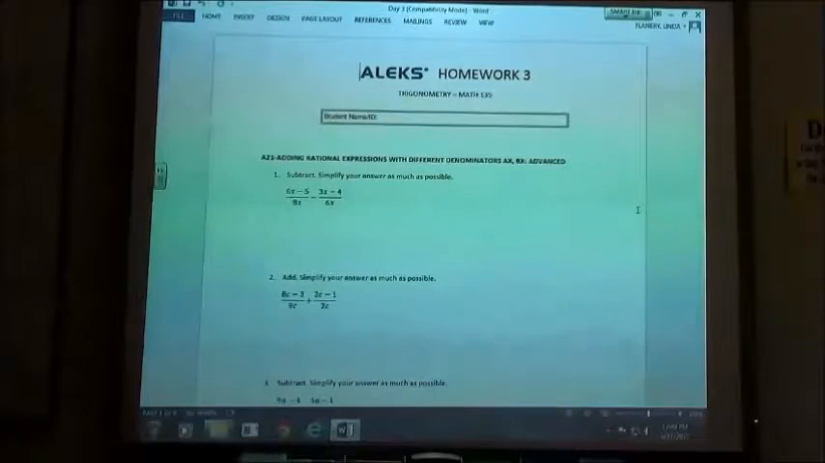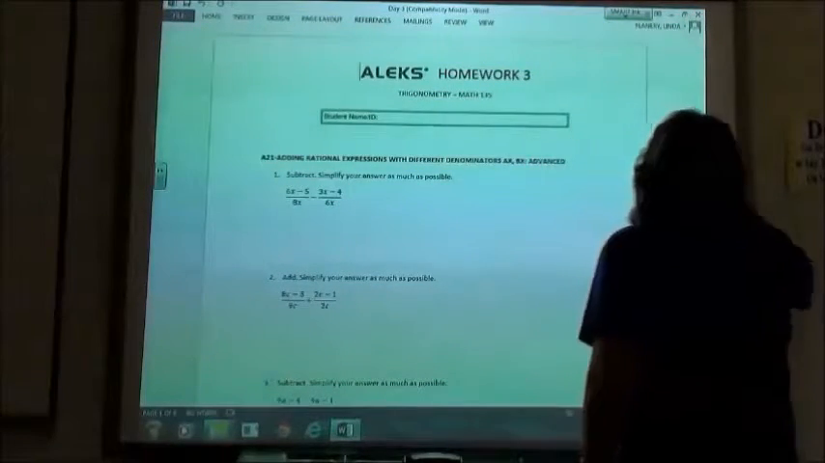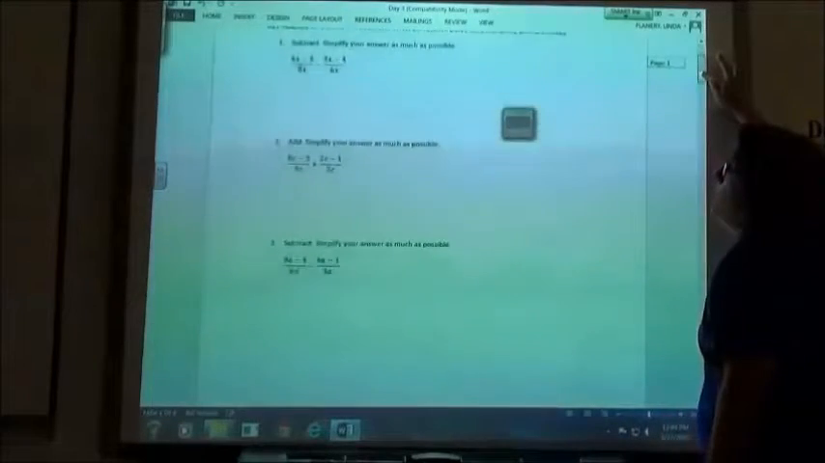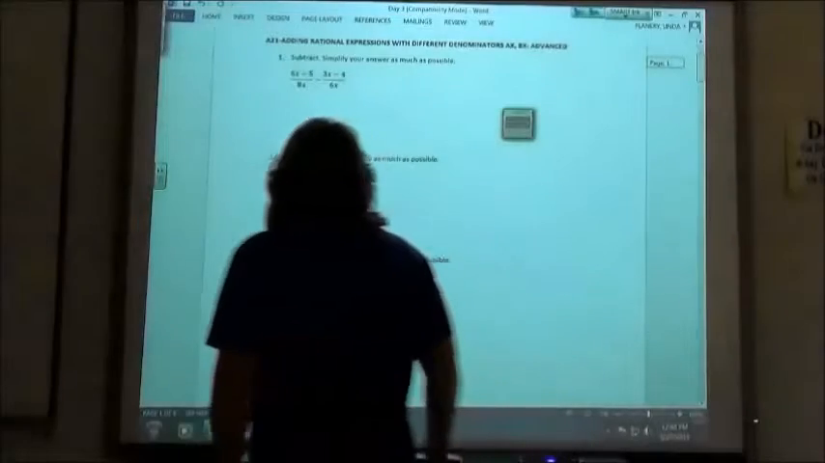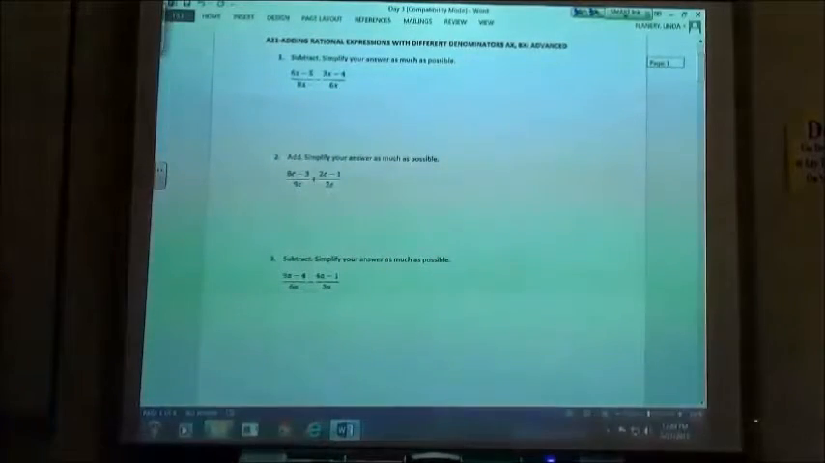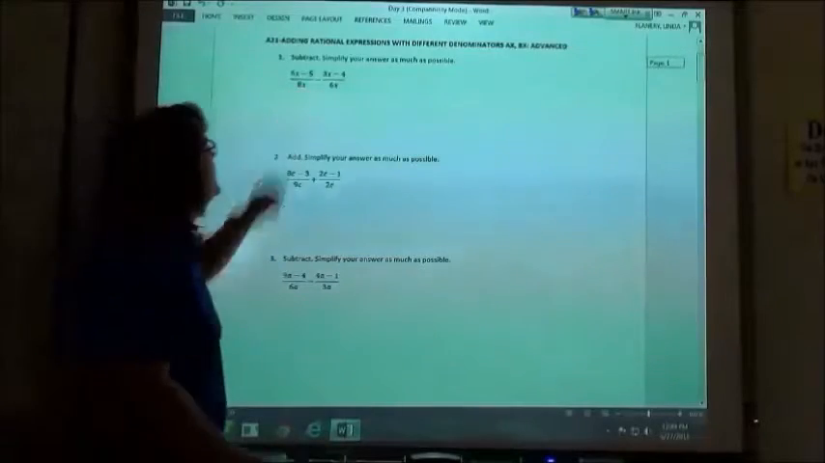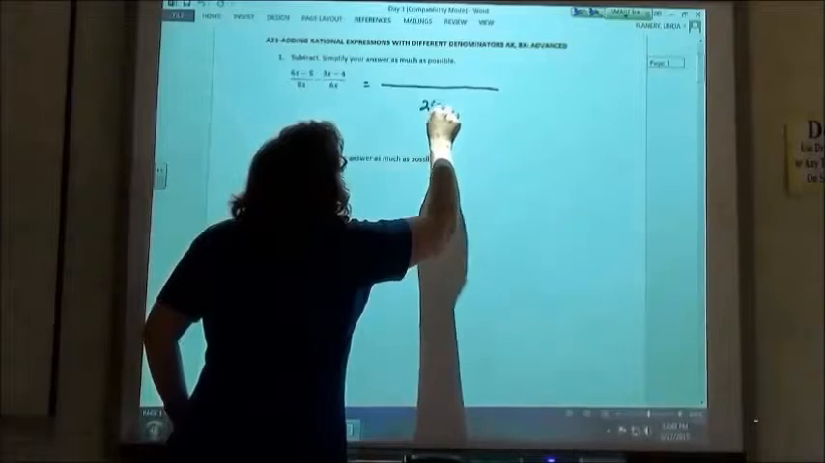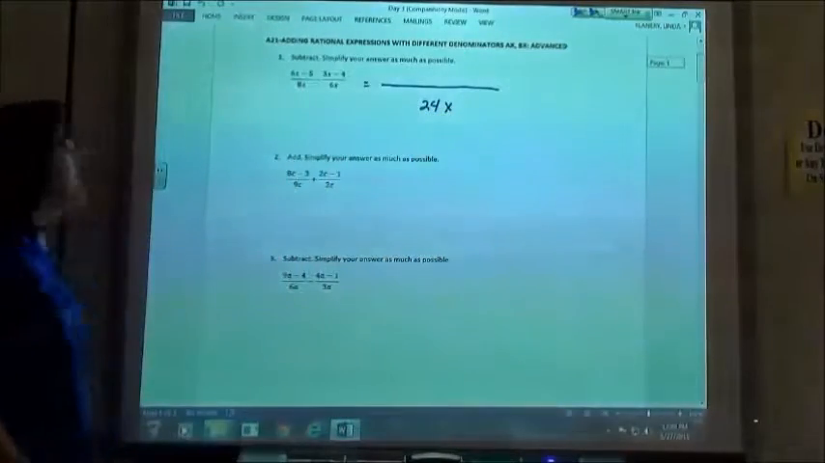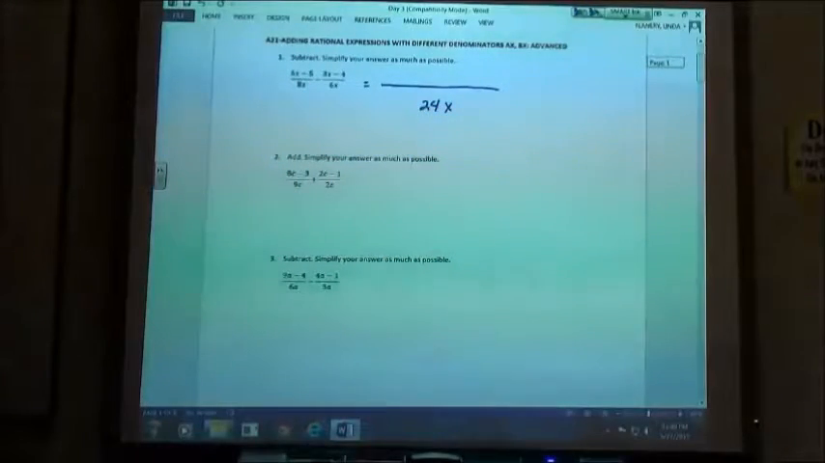Homework 3 starts off with adding rational expressions with different denominators. And it says on the first one there we have to subtract. And so when we add and subtract fractions, we have to have a common denominator. In this case, we have an 8x and a 6x. Our common denominator is going to be 24x because the least common multiple of 6 and 8 is 24.